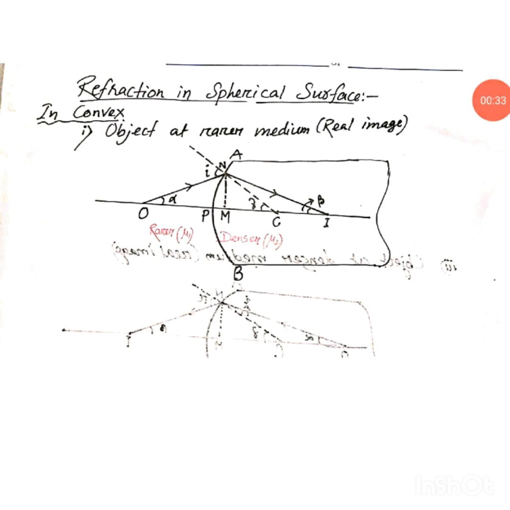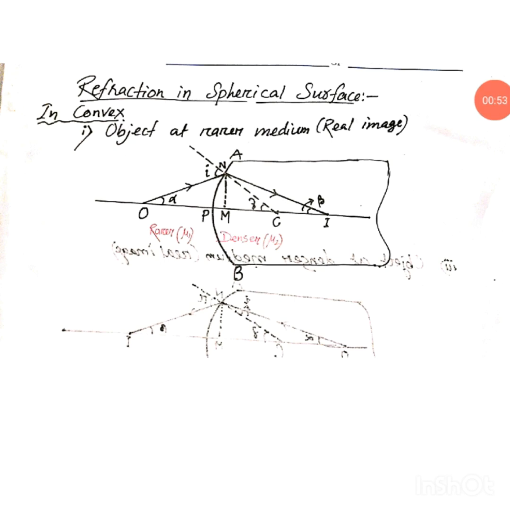Today in this video I shall try to provide some idea of refraction of light in spherical surface, how lights are refracted through a spherical surface and form images of different kinds. Different kinds means like real image or virtual image. Okay, we will take only point objects.